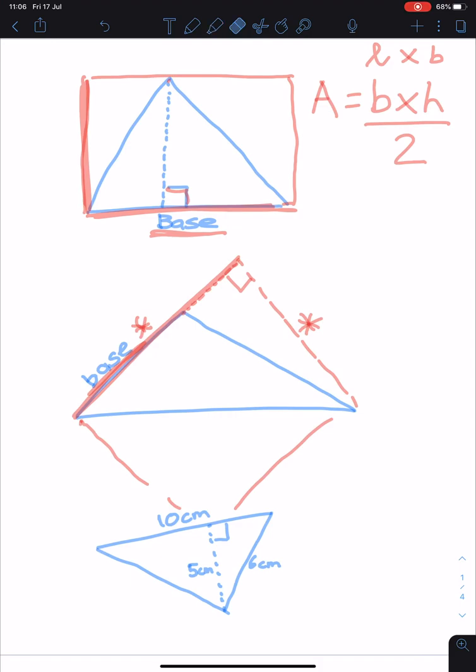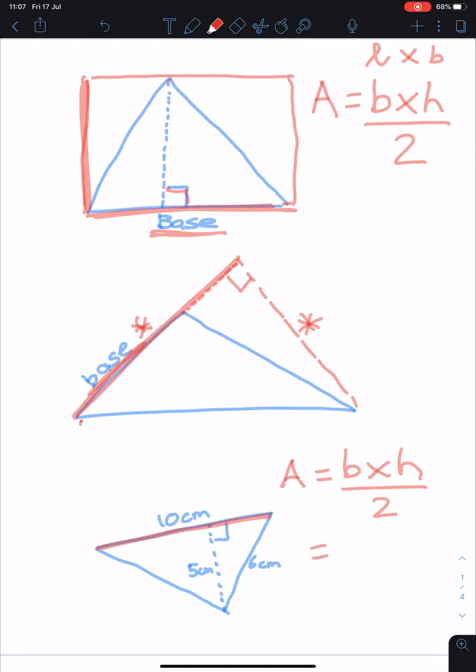If we have a look at the next triangle, it doesn't matter if it's upside down. Where is the right angle? There it is. So that is the base. So remember, area of a triangle is base times by height. Then we divide it by 2.